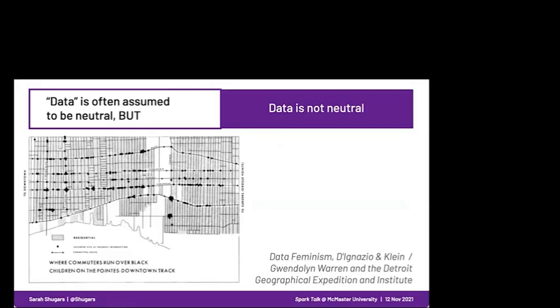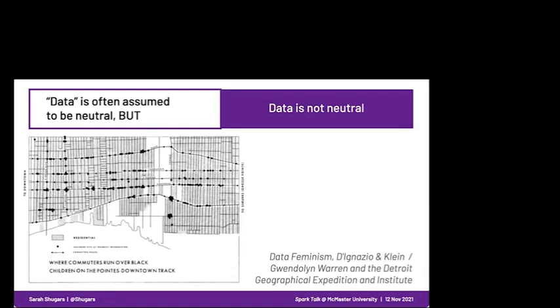This is a map which was created by Gwendolyn Warren and the Detroit Geographical Expedition and Institute in partnership with many young people in Detroit. And the title of this map is, quote, "Where commuters run over Black children on the Point's downtown track." Each point on this map indicates a vehicle accident and fatality.